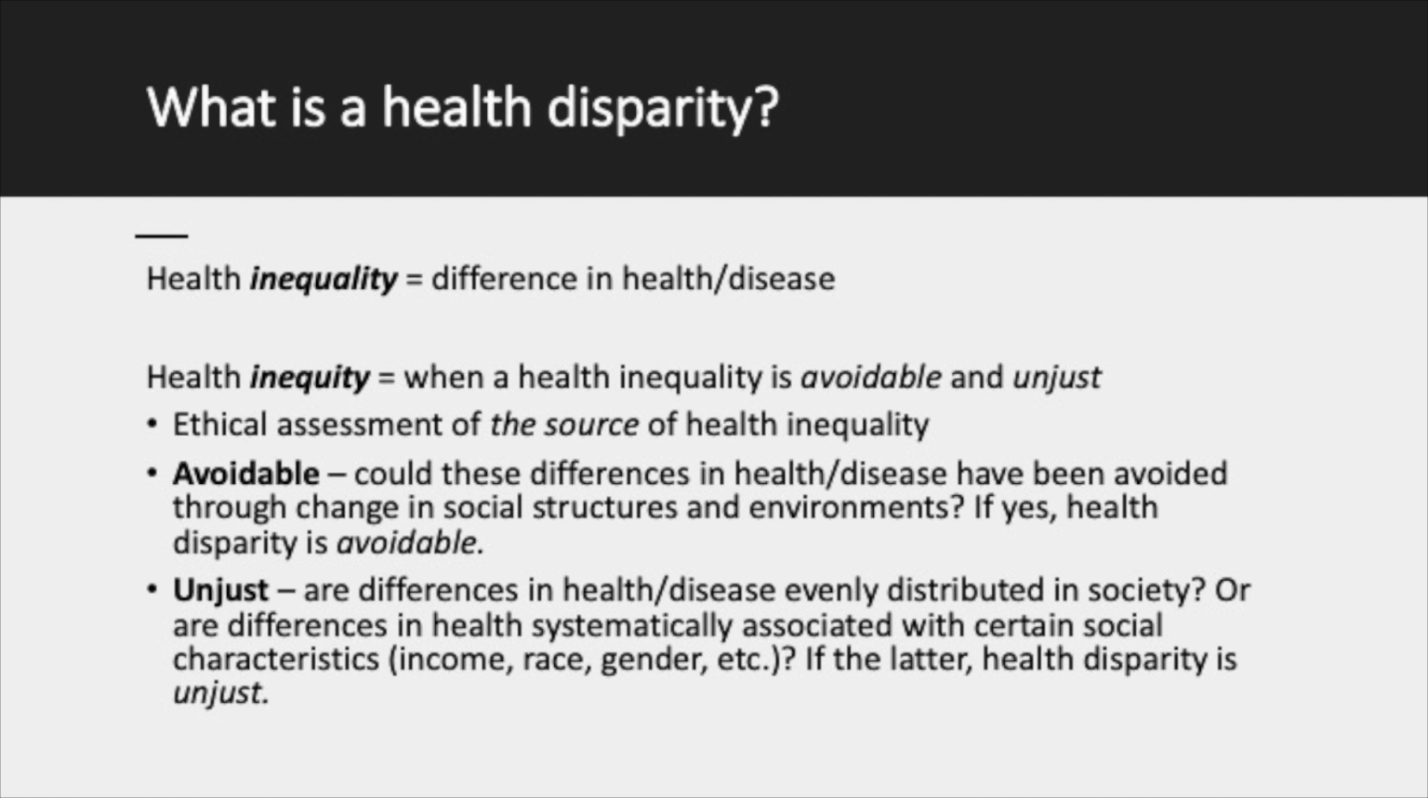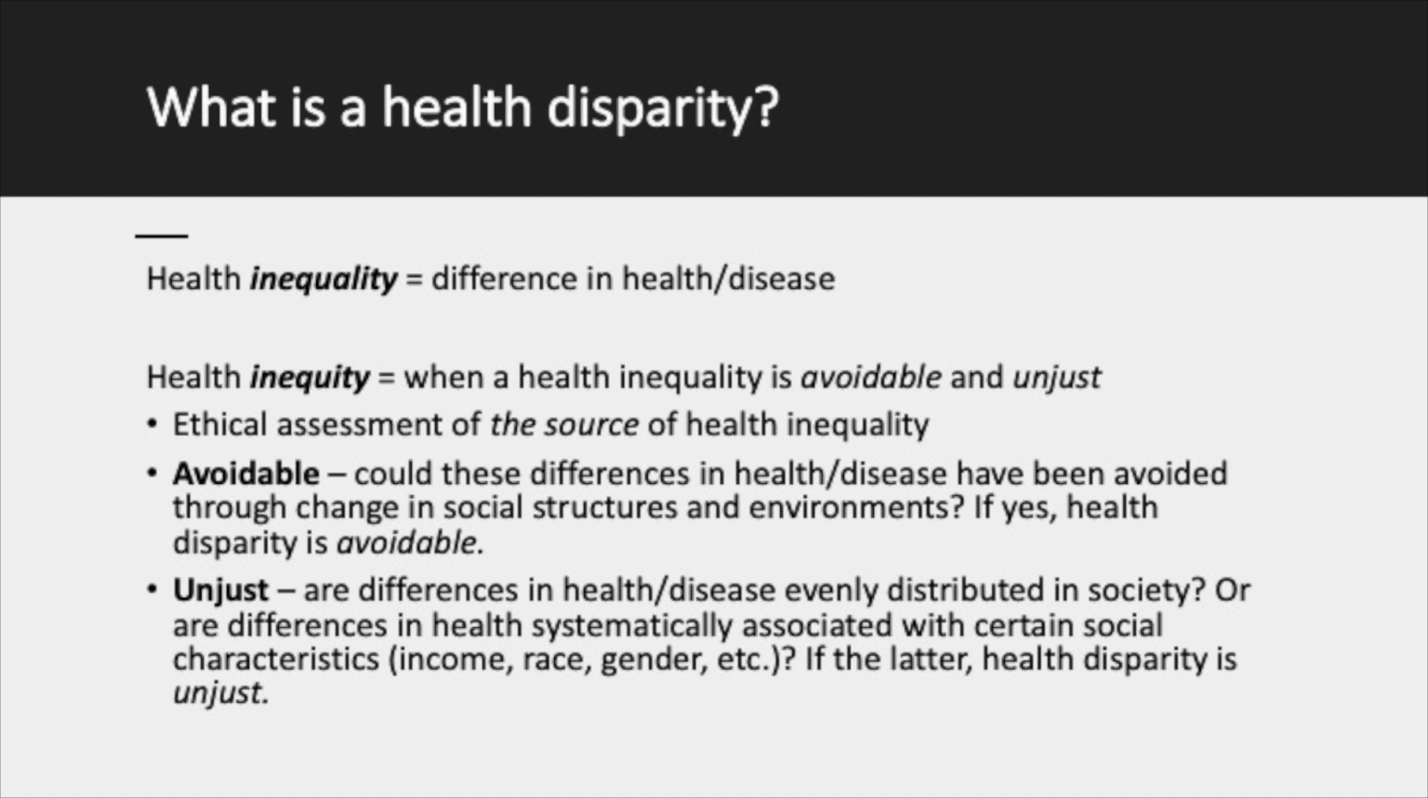By avoidable, we mean perhaps these differences in health or disease could have been avoided through changing social structures and environments, right? So if some change was made to better the social environment, this adverse health outcome could have been avoided.